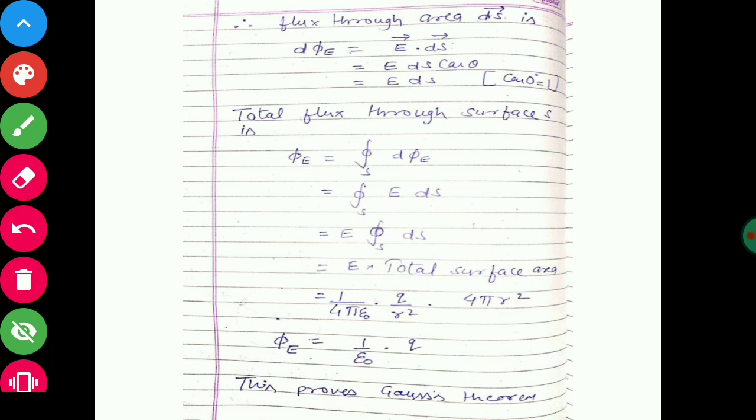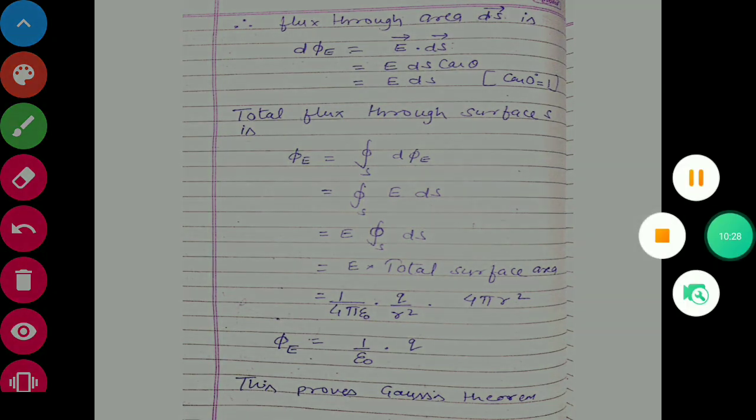And the total surface area of a sphere is 4 pi r square. The formula for electric field I have already explained to you, which is 1 by 4 pi epsilon naught into q by r square. Now 4 pi to 4 pi cancel, r square to r square cancel. What term remains? 1 by epsilon naught into q. So this proves Gauss's theorem.